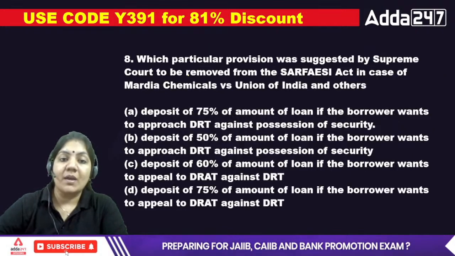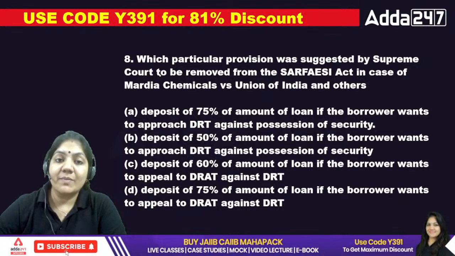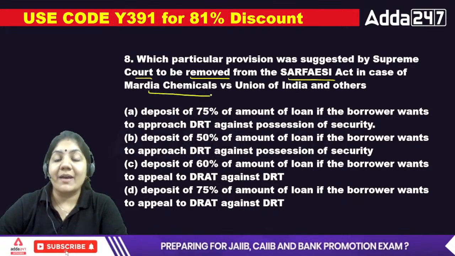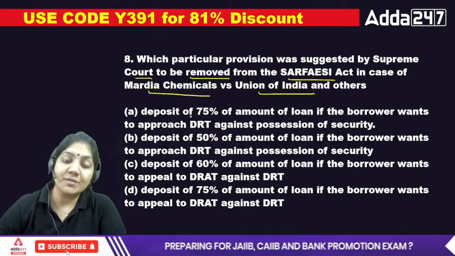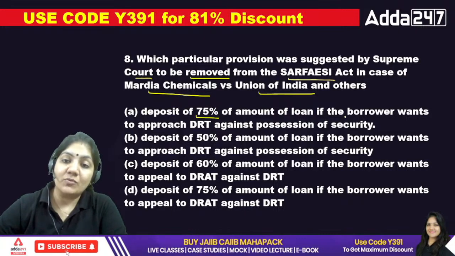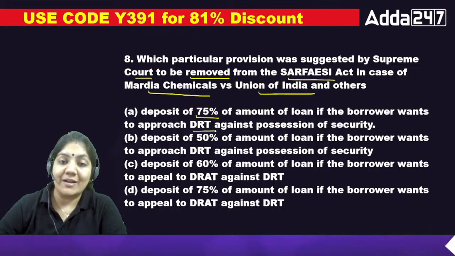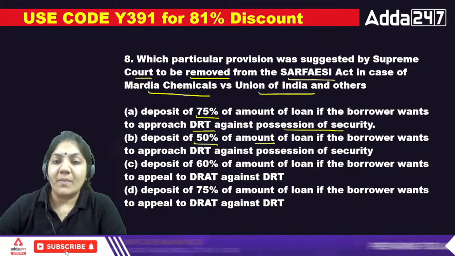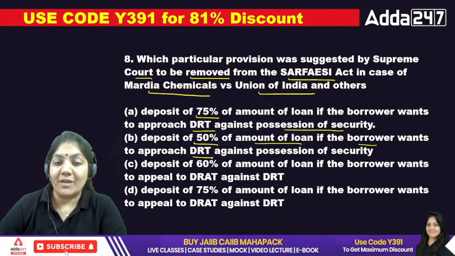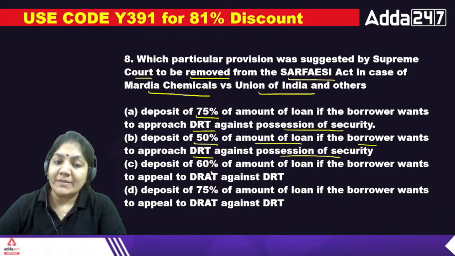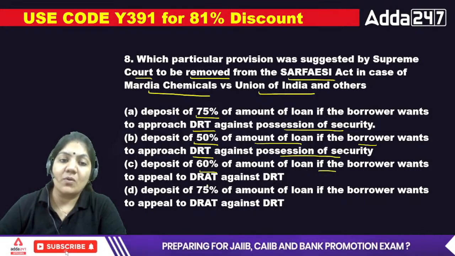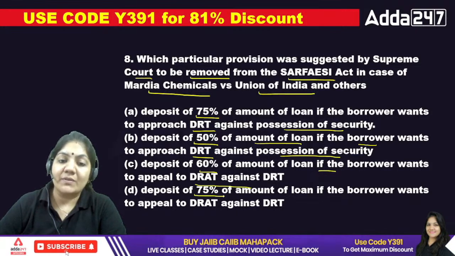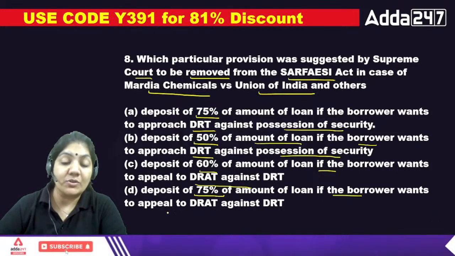Next. Which particular provision was suggested by the Supreme Court to be removed from the SARFAESI Act in the case Mardia Chemical and Union of India and others? A, deposit 75% of the amount of loan if the borrower wants to approach the DRT against possession of security. B, deposit of 50% of the amount of loan if the borrower wants to approach the DRT against possession of security. C, 60% of the amount of loan if the borrower wants to appeal to the DRT against the DRAT. And D, deposit of 75% of the amount of loan if the borrower wants to appeal in the DRAT.